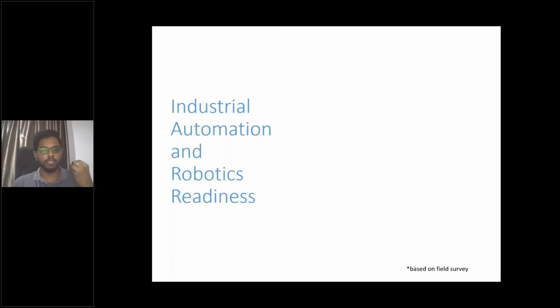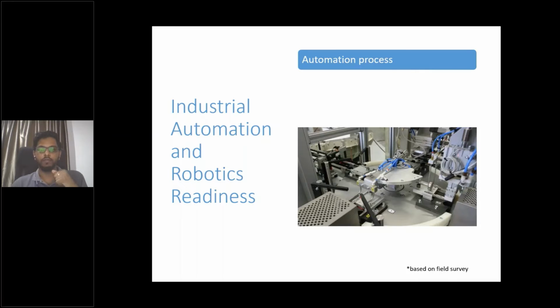Okay, so basically in industrial automation and robotics, we can assess the readiness of a particular company in a list of ways. This list was created based on our field study and our experience implementing robotics and automation for our customers. The first thing when we go into the company, we evaluate the automation process, how well their process has been automated, and what can be done to improve it. Such as, they may have individual machines in a line. How can we connect them together?